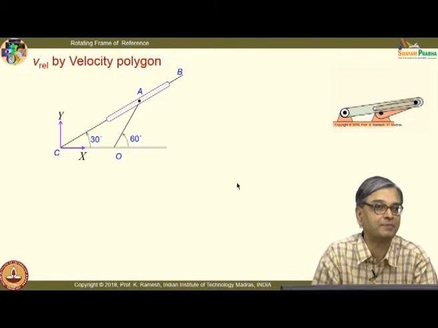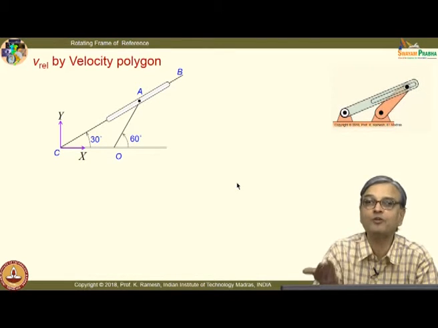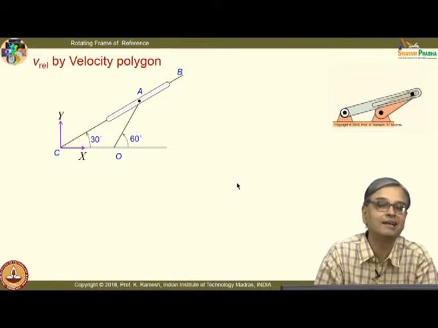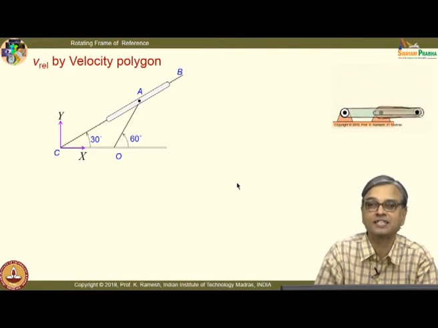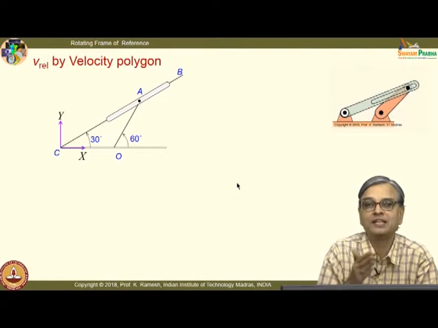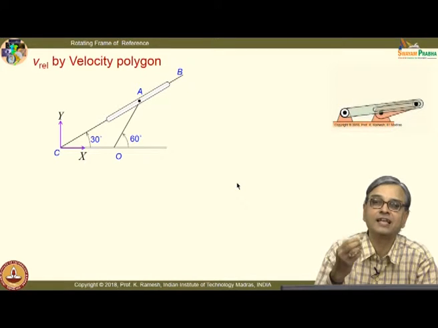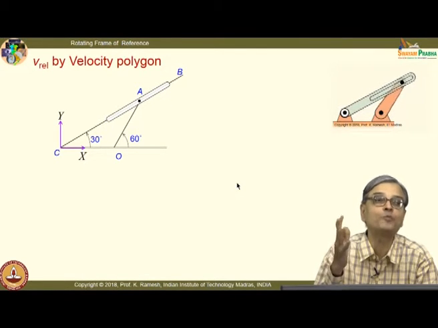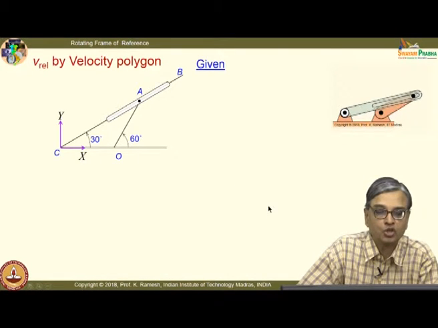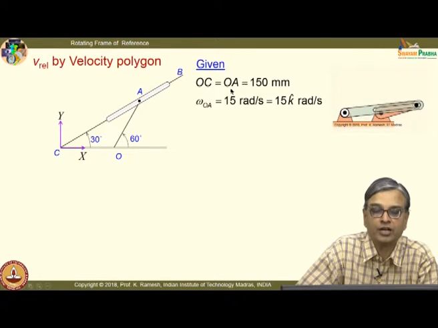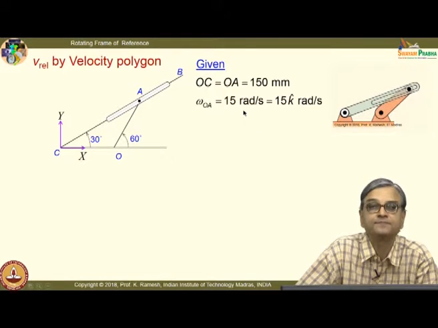You look at the problem statement. In this class of problems, you have to find out by solving the problem the value of the relative acceleration. It is not the relative acceleration from the relative equation. What I mean is the A_RL. A_RL is nothing but the acceleration a person sitting on the rotating frame would perceive. So, you are given OC equal to OA equal to 150 millimeters and omega OA is given as 15 radians per second.